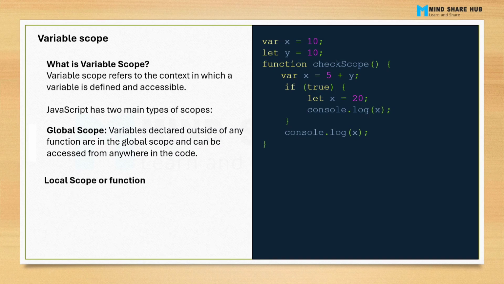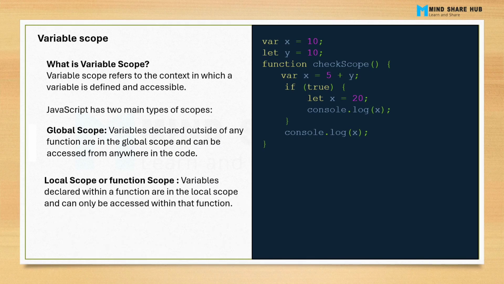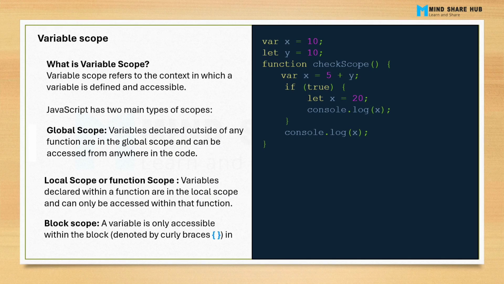Local scope or function scope. Variables declared within a function are in the local scope and can only be accessed within that function. Block scope. A variable is only accessible within the block, denoted by curly braces, in which it is declared.